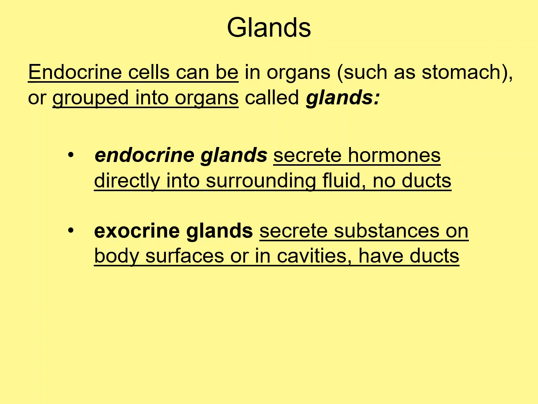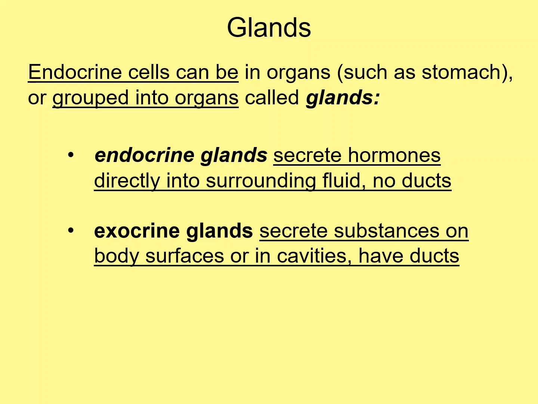Exocrine glands have ducts. So your salivary glands, for example, are an exocrine gland. There is a duct, basically a little tube, that connects the gland itself with the cavity, which is our mouth, and the hormones are embedded in the substance that's then secreted into the cavity.